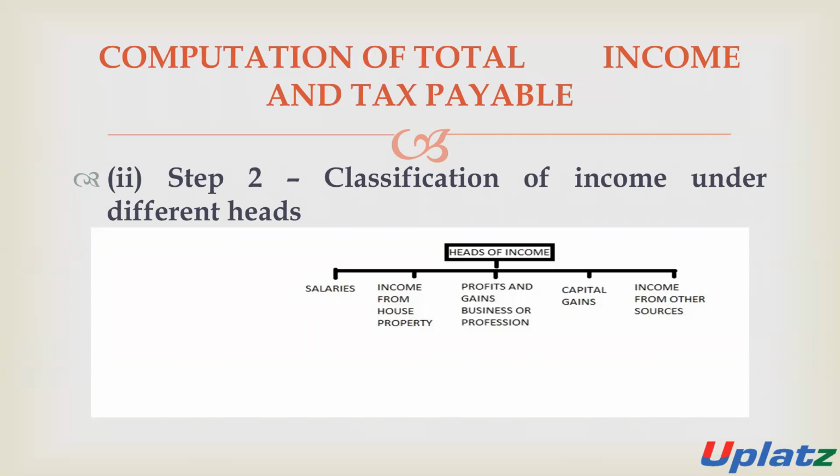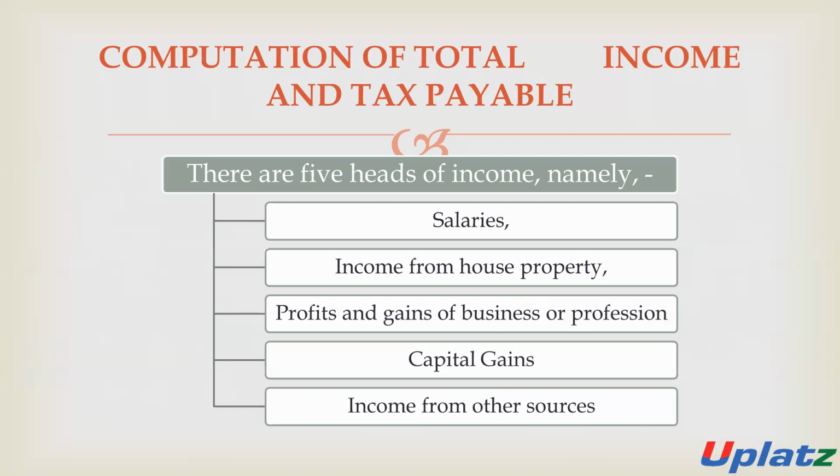Classification of income under different heads. First, we will identify the income. Then we will classify this income into the heads. There are a total of 5 heads of income: salary, income from house property, profit and gain of business or profession, capital gain, and income from other sources. The income of the assessee will be taxable under these heads. So before the calculation of total taxable income, we will bifurcate the income of the assessee into these heads.